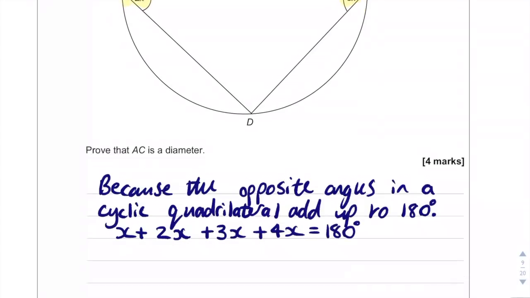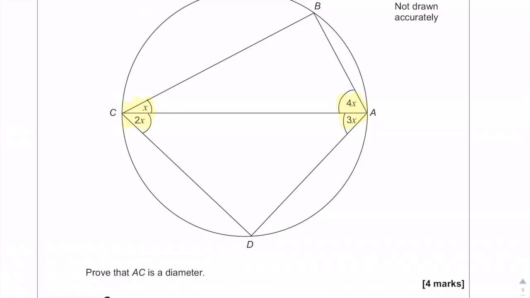So that's going to be x plus 2x is 3x, 3x plus 3x is 6x, and 6x plus 4x is 10x. So 10x equals 180. So x equals 18 degrees. Now, the other thing you should know using your circle theorems, is that an angle at the circumference is equal to 90 degrees. So this should be 90 degrees.